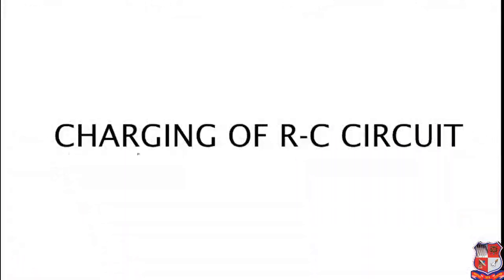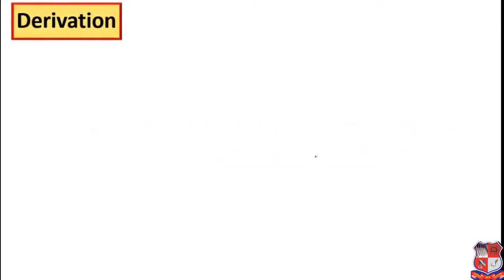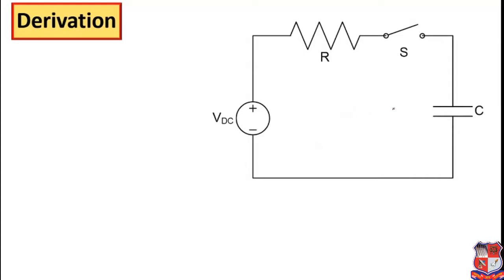First topic is charging of RC circuit. So in this case we will be studying the charging condition of RC circuit. Over here you see a figure. Initially the switch is open, so no current will be able to flow to charge the capacitor. Consider initially the capacitor is uncharged. Uncharged means the capacitor voltage will be 0 volts.